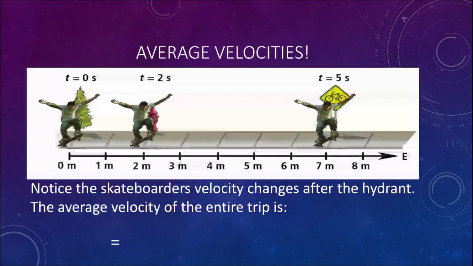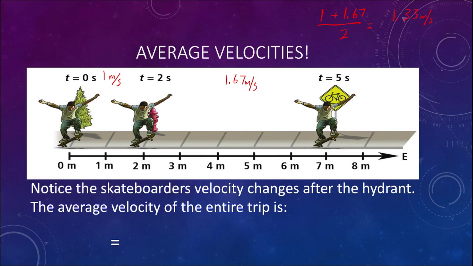Notice the skateboarder's speed and velocity changes after the fire hydrant. Remember, from the tree to the fire hydrant, we were moving at 1 meter per second. From the fire hydrant, we were moving at 1.67 meters per second, or 2 with sig figs. If we simply take an average of the two numbers, 1 plus 1.67 divided by 2, we will find we have 1.3 meters per second. This is, however, not the correct velocity.